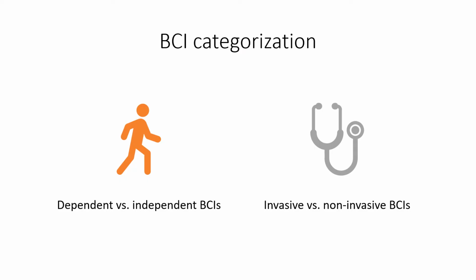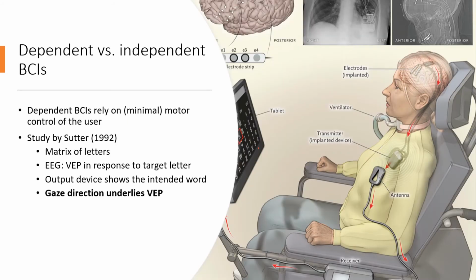We can also categorize a BCI according to different characteristics. The first one is if it's a dependent or independent BCI, and secondly, if it's an invasive or non-invasive BCI. So let's start with the distinction between dependent and independent BCIs. A BCI is dependent if it relies on some sort of motor control by the user. And we can think of, for example, eye gaze, because this requires some muscles around the eyes to control it.